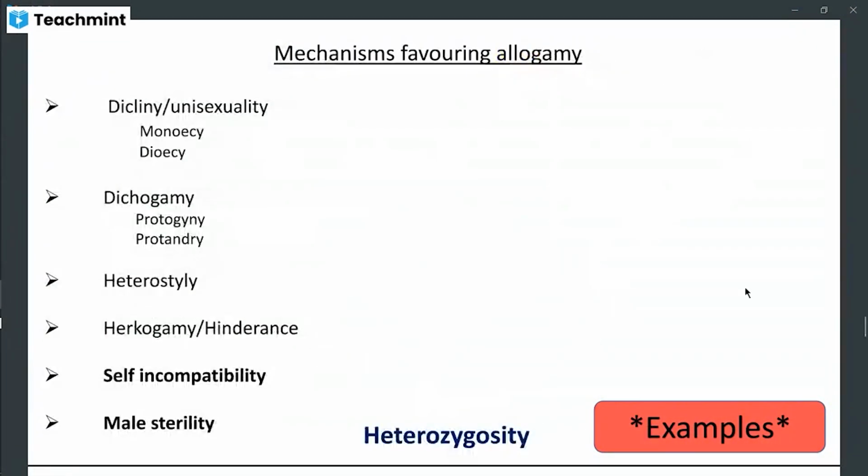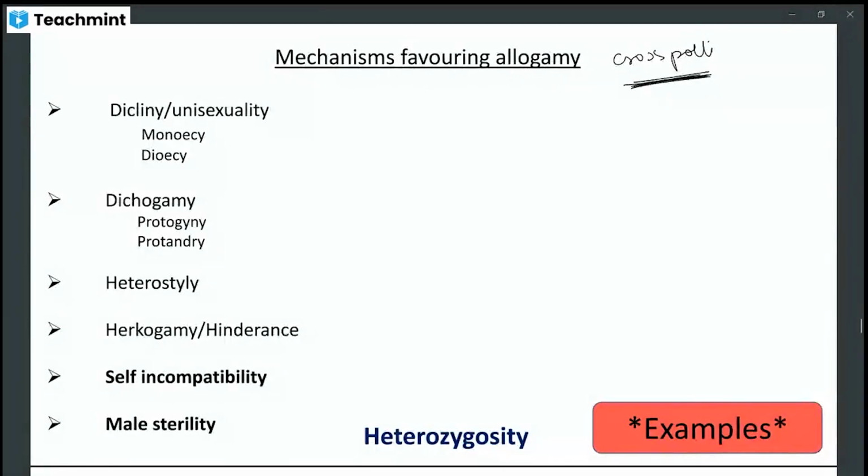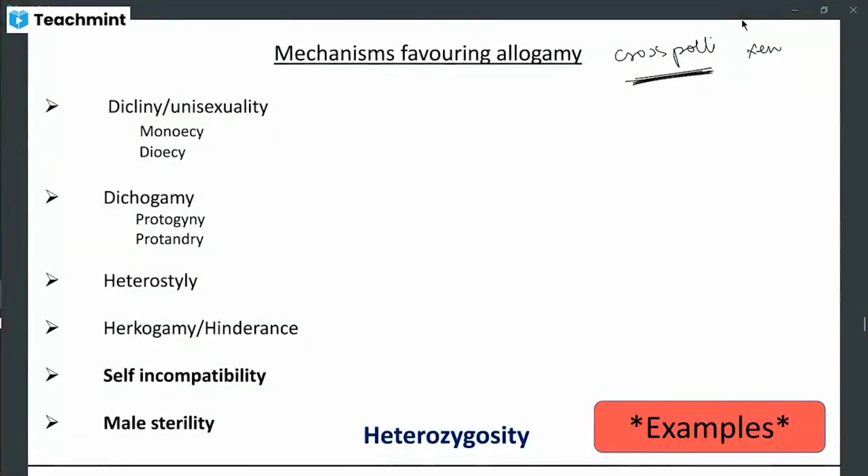Now we will enter allogamy. So allogamy means cross pollination, right? See, cross pollination also has another name. Other than allogamy, what is the other term? Xenogamy. Please remember all these terms. There are different types of mechanisms. Among these, self-incompatibility and male sterility we will see very clearly in a detailed manner.